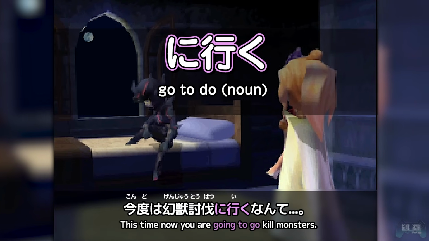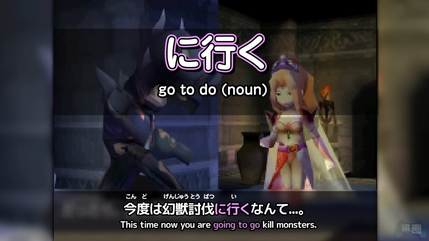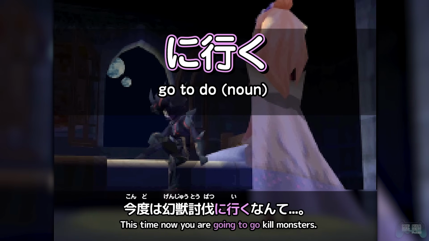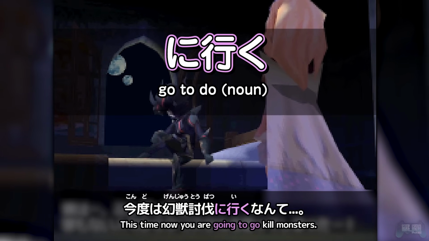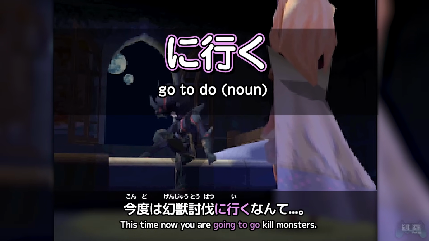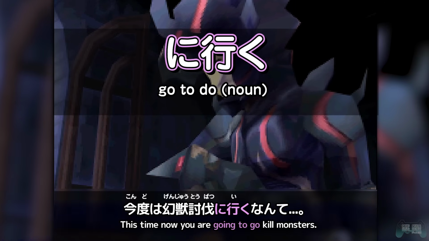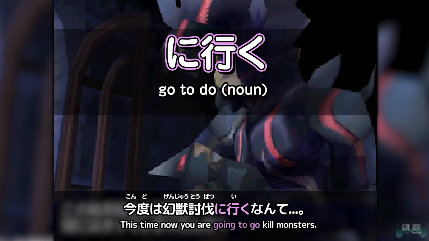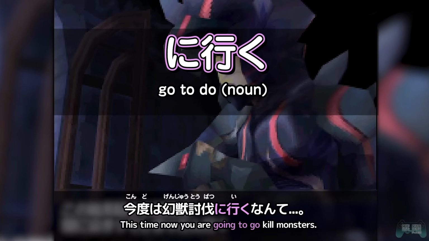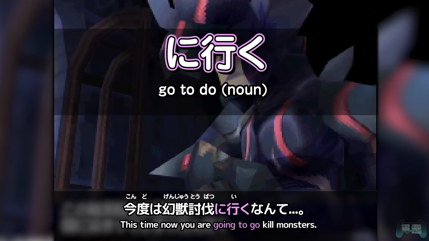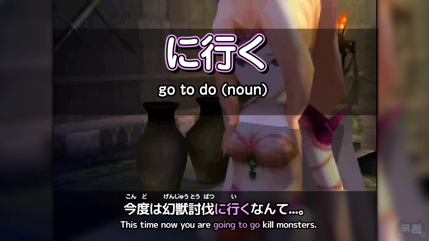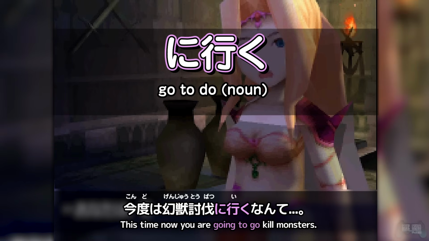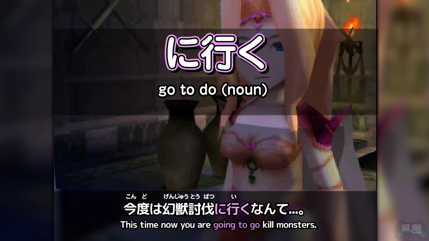going to do that noun. Now, this I have not been able to find in any standard textbook, however it is actually true. You can use it with certain nouns that take on the suru form. However, not all nouns can be used. So you must be very careful because there are no hard and fast rules as to which nouns of action you can use with ni iku and which you can't.